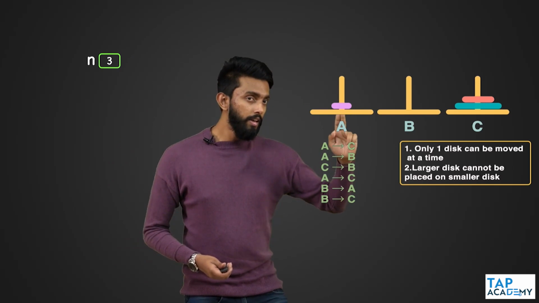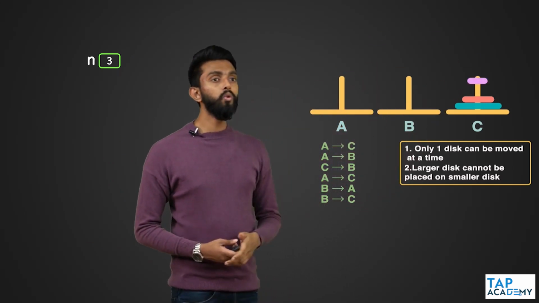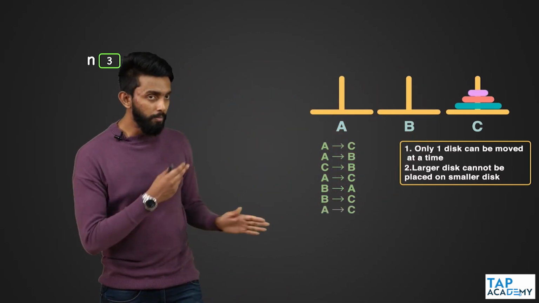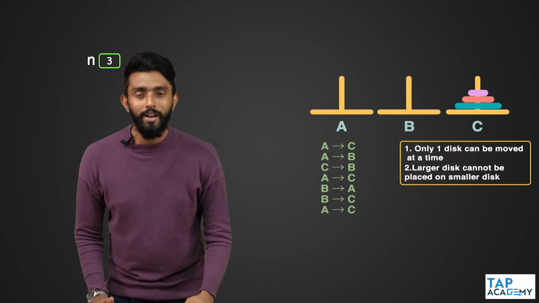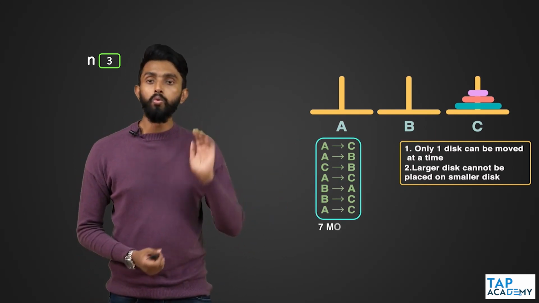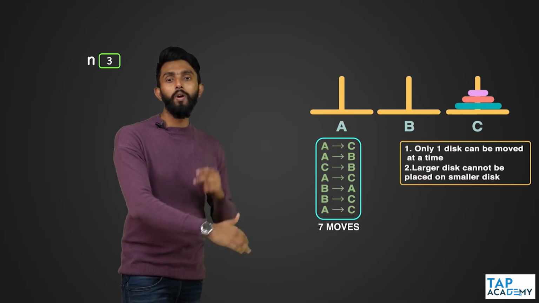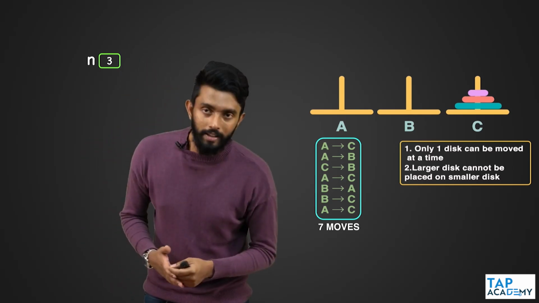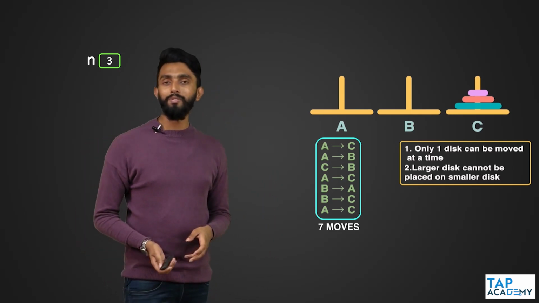And finally, I will be moving A to C. And that is what I am showing. Finally, move A to C. Any confusion? So totally 7 moves. 7 moves you are able to complete it. Any confusion till this point of time?